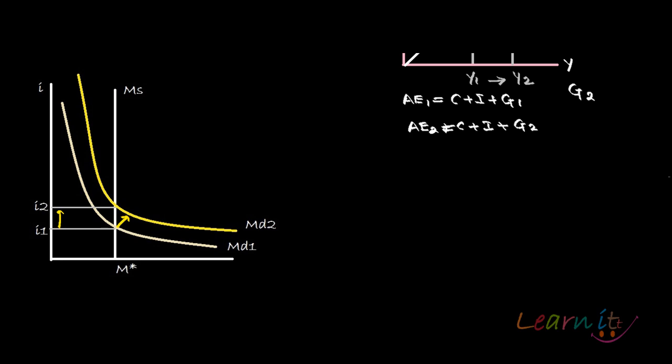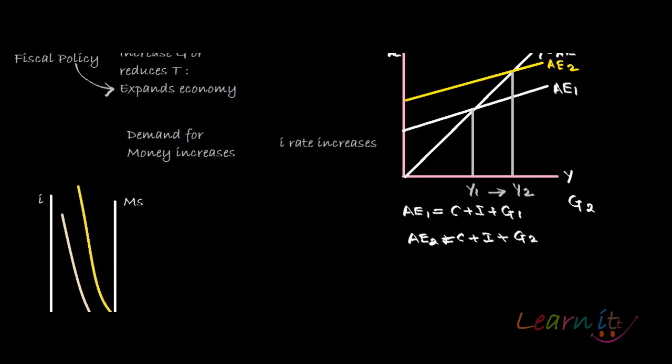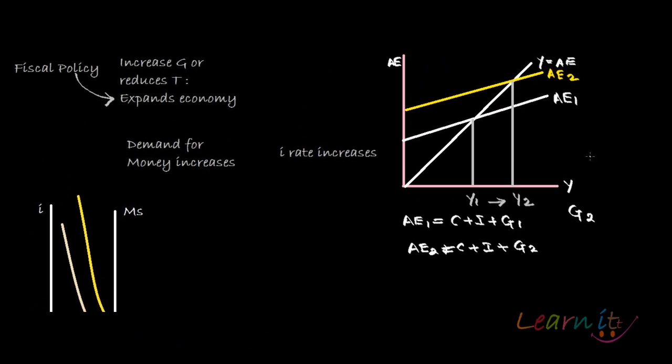Whether this increase in interest rate will negate some of the effect of this increase in output is a matter for the other recording. But in this recording, what you should understand is that the immediate effect of fiscal policy is on expanding the economy, on increasing output, and the indirect effect is on interest rates.